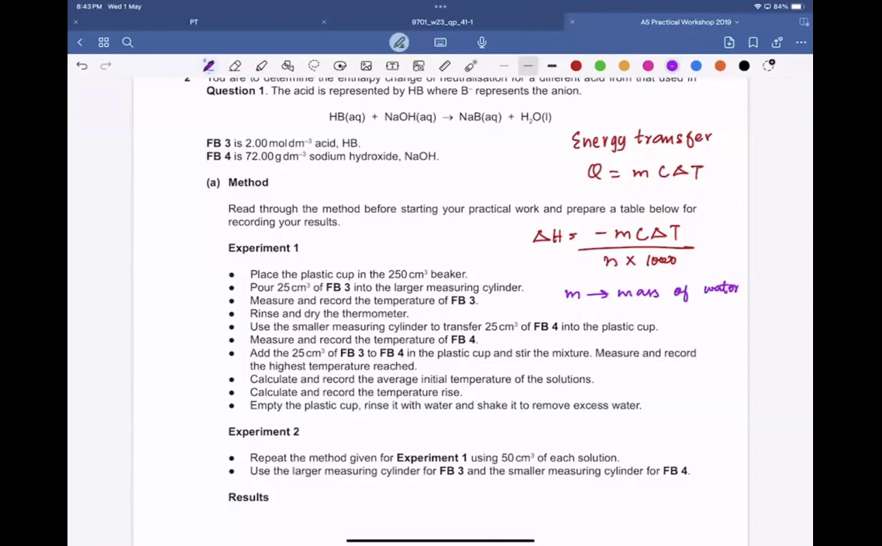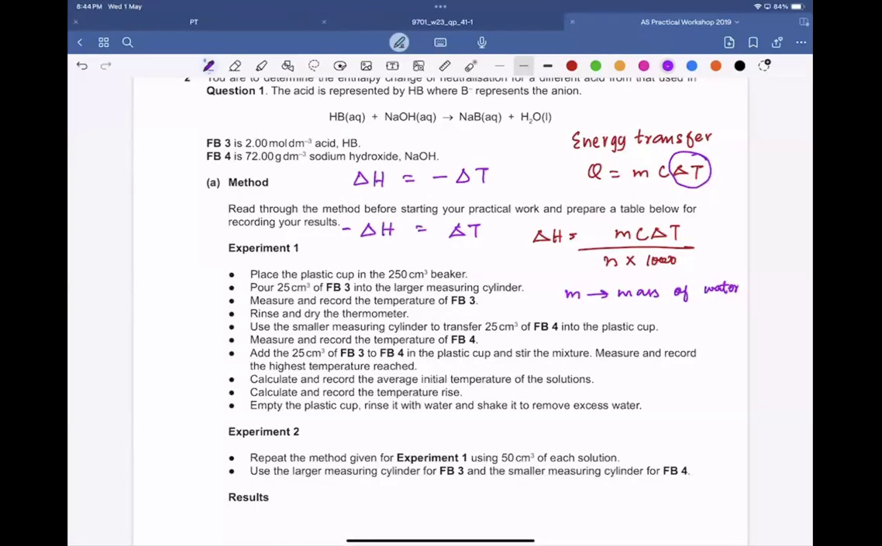For delta H, the negative sign is compulsory. And in delta T, you always ignore the sign of temperature. But here you can't ignore the sign. Remember that delta H is always opposite to delta T. If the delta T is negative, then delta H is always positive. And if delta T is positive, then the delta H must be negative. So that is the rule.